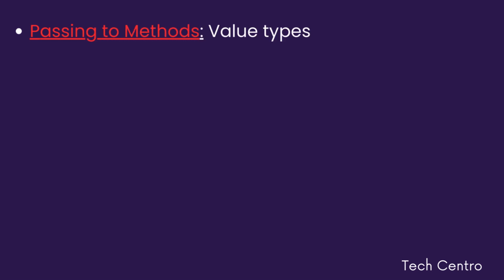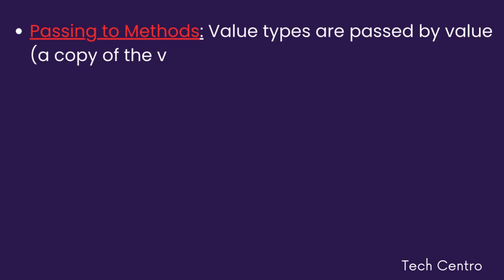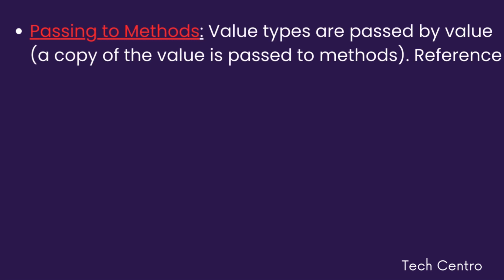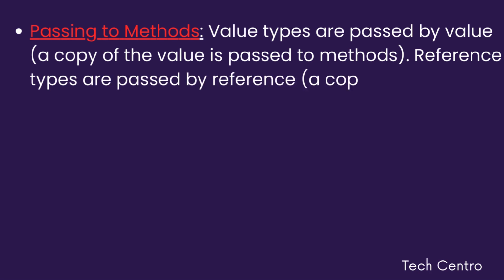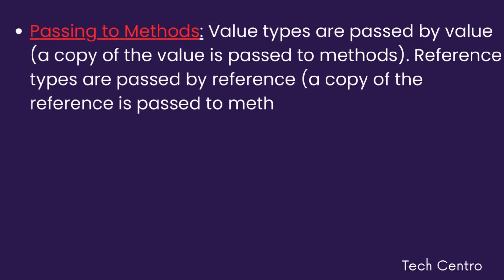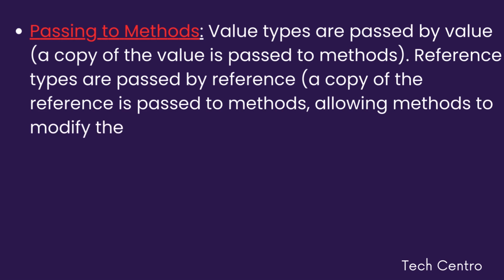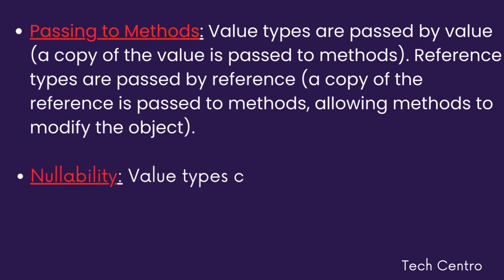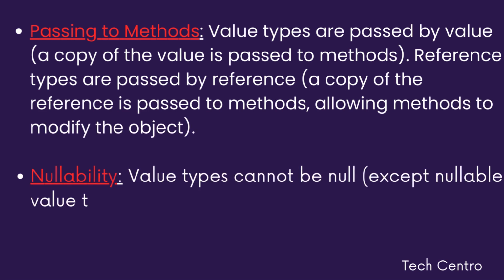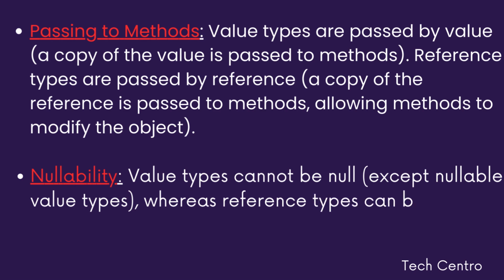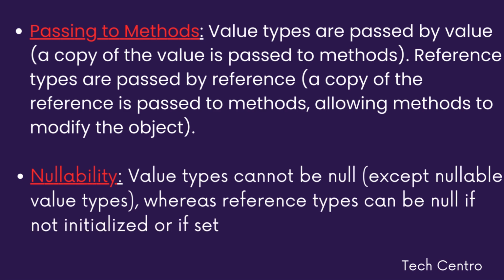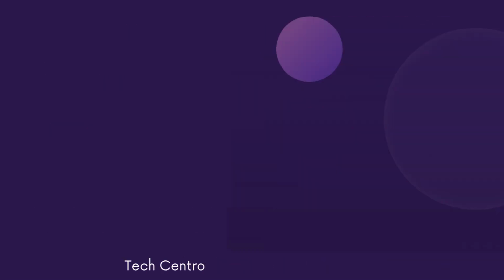Passing to methods: value types are passed by value. A copy of the value is passed to methods. Reference types are passed by reference. A copy of the reference is passed to methods, allowing methods to modify the object. Nullability: value types cannot be null except nullable value types, whereas reference types can be null if not initialized or if set explicitly.